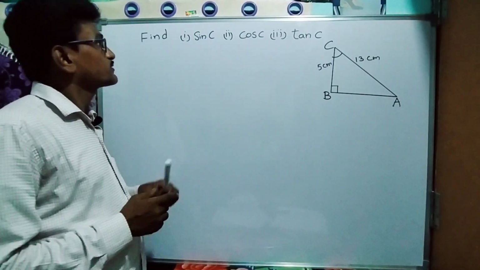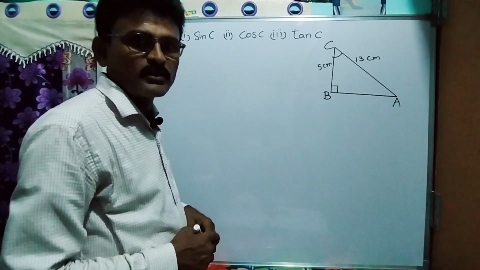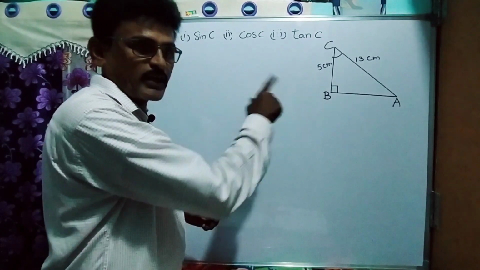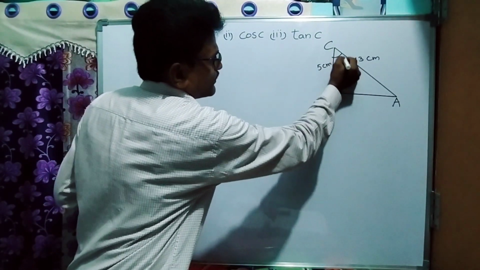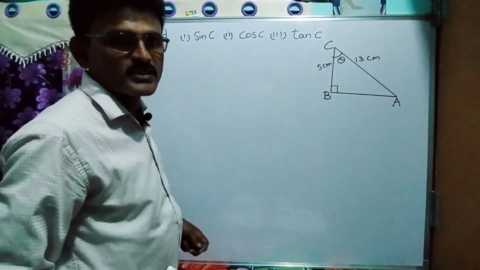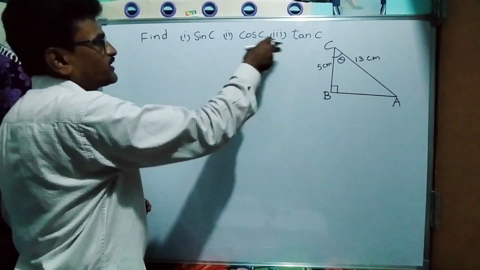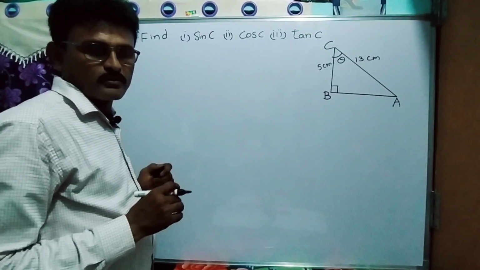See students, find sin C, cos C and tan C for the given triangle. Here ABC is a right angle triangle, angle B is 90 degrees. Here with respect to C, this is theta. They have given BC 5 cm, AC 13 centimeters. Now to calculate sin C, cos C, tan C, first we have to find AB.